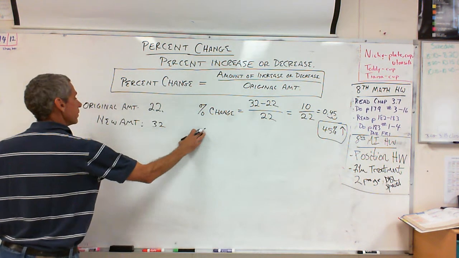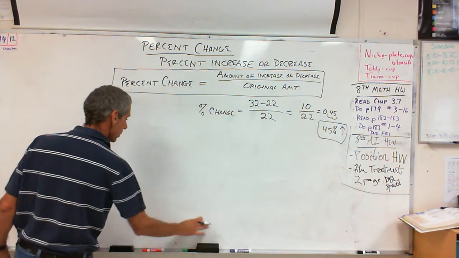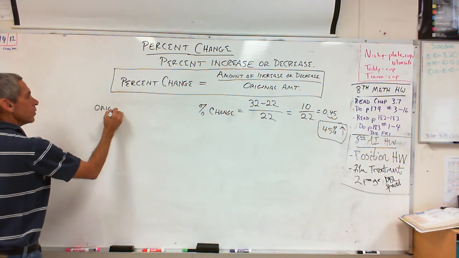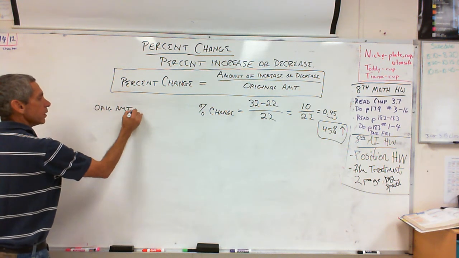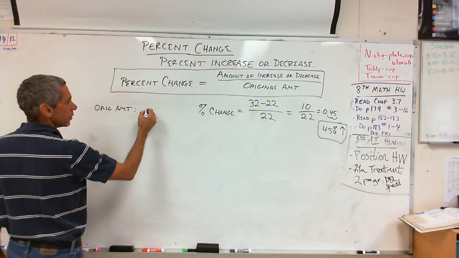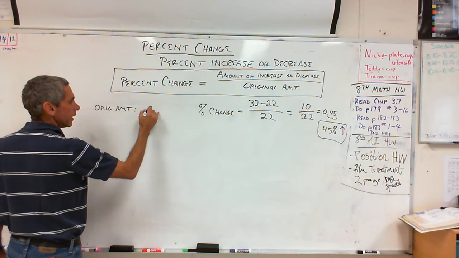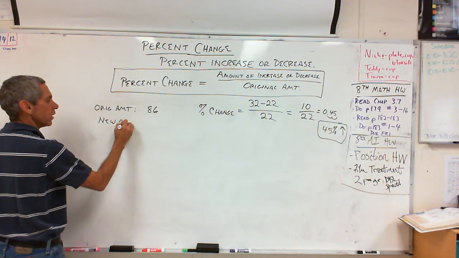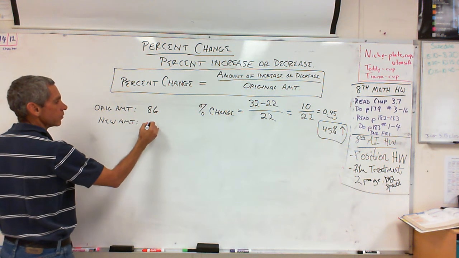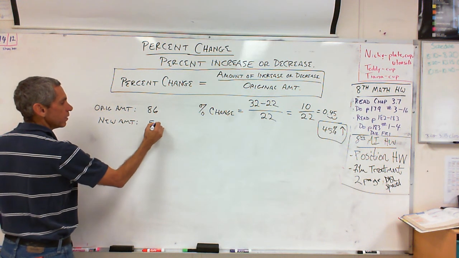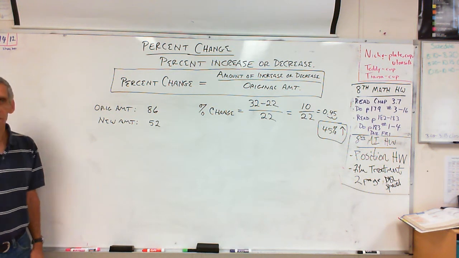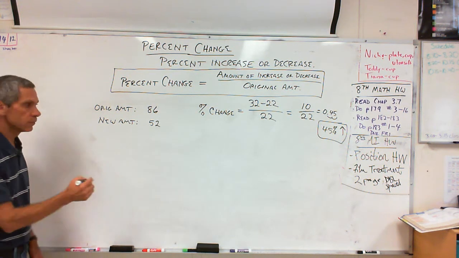All right, let's try another one. All right, original amount is 86, and the new amount, let's say we want to give them a really nice discount, so 52. All right, so what would I do? Lila.